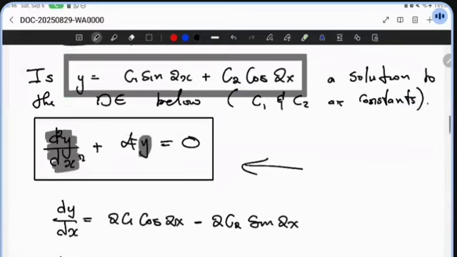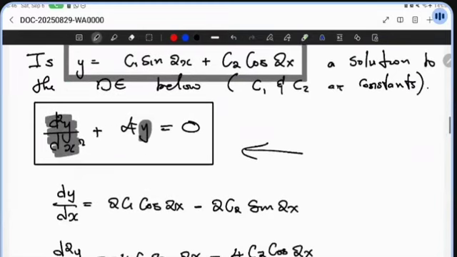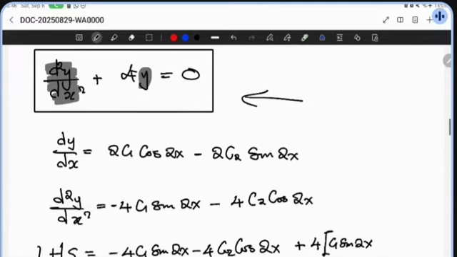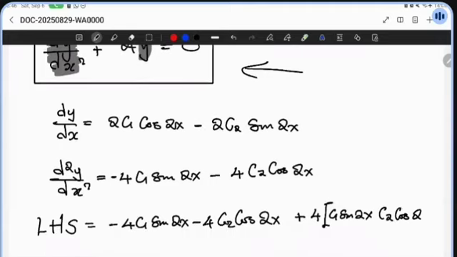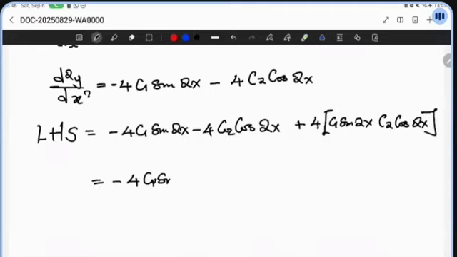Then we have plus c2 cos 2x. So we have this. So in this case, what do we end up having? So we have minus 4 c1 sine 2x minus 4 c2 cos 2x. This becomes plus 4 c1 sine 2x plus, this is a plus between, 4 c2 cos 2x. And what do we see?